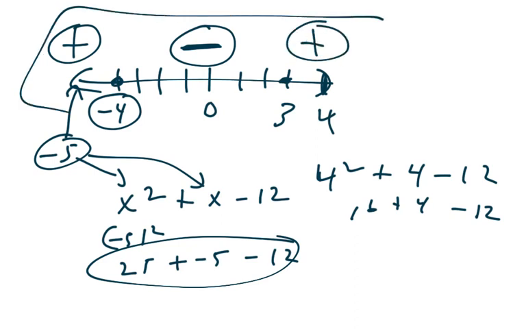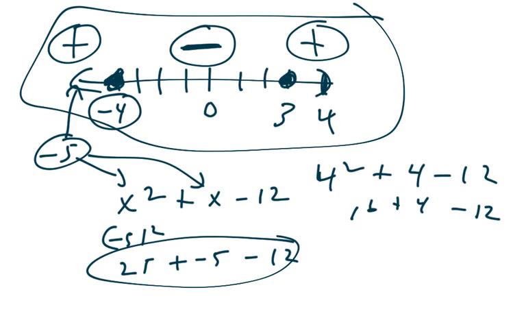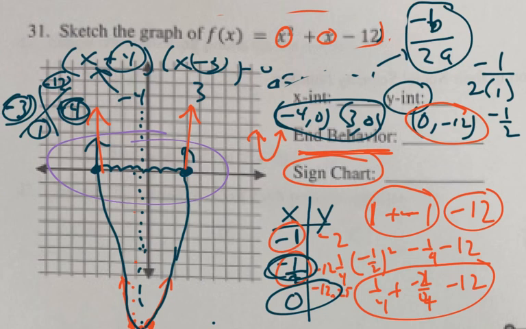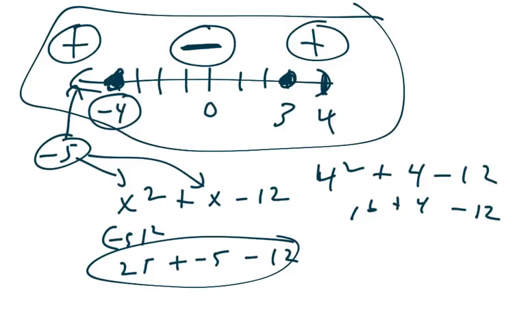So here is our sign chart. We know left of our negative 4, 0 is positive, right of our 3, 0 is positive, in between it's negative. And see, that's what matches the graph, right? Because we know here it's positive, here it's positive, meaning above the x-axis. In between, it's negative. Okay? So that is our sign chart.